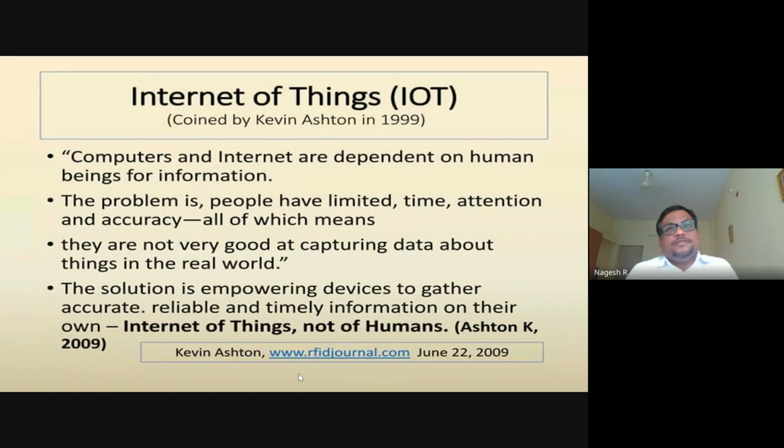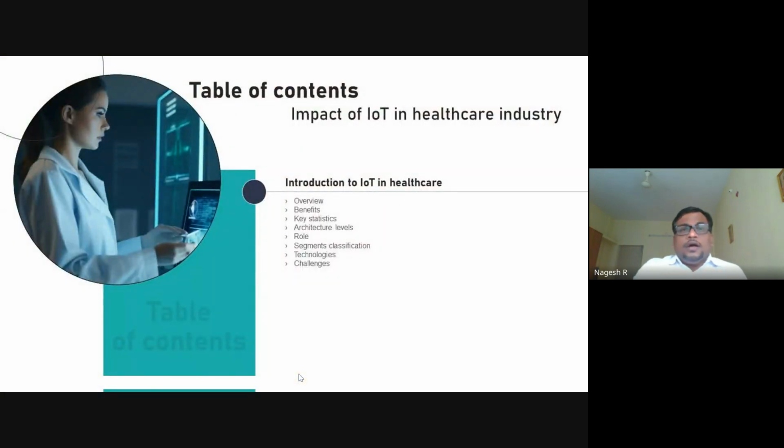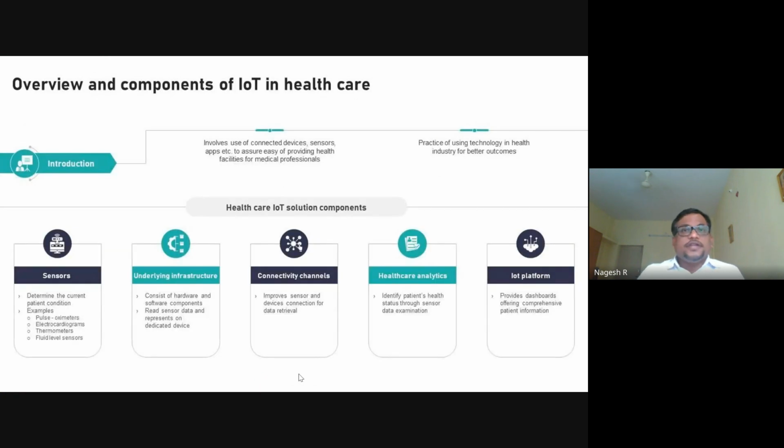What is the solution? Why don't we empower the devices to gather the information by themselves, which is more reliable, accurate, and even timely? Such devices, which are allowed to capture information and upload it onto the internet by themselves, fall under the class of IoT. The father of IoT, Kevin Ashton, devised this term. In my talk, I will be speaking about the impact of IoT in the healthcare industry.